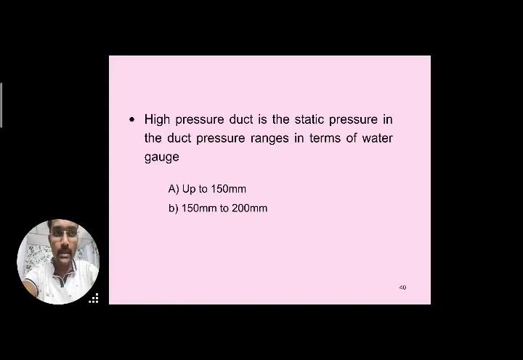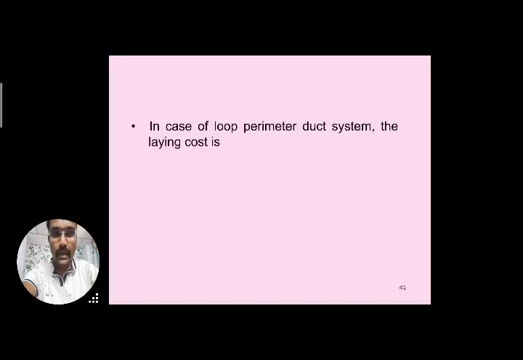For the high pressure duct, the static pressure in the duct is measured in terms of water gauge. Depending on the pressures, we say low pressure, medium pressure and high pressure. Whenever it is greater than 150 mm to 200 mm, we take the duct as a high pressure duct. In case of the loop perimeter duct system, it depends on the arrangement. So the laying cost is, what is the answer? The laying cost is minimum.